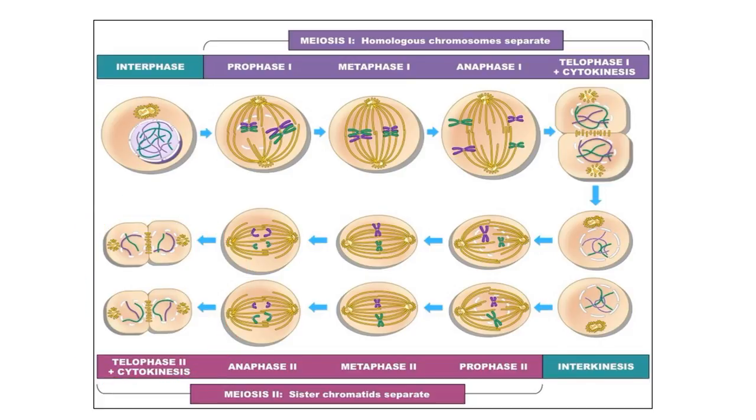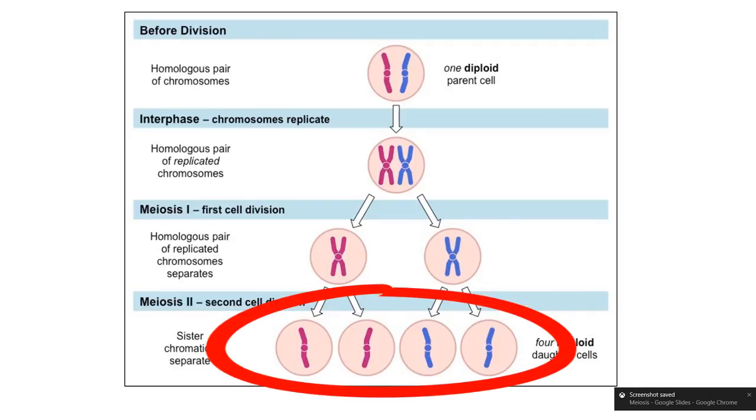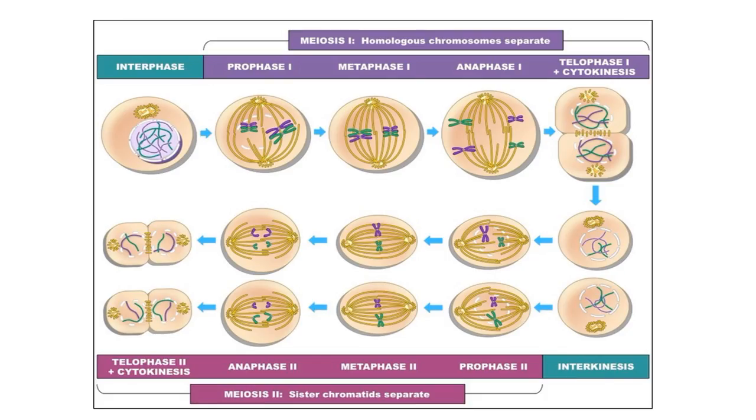The final outcome of meiosis is the production of 4 haploid daughter cells. These cells may all be genetically distinct if crossing over occurs in prophase 1, which causes recombination of sister chromatids.